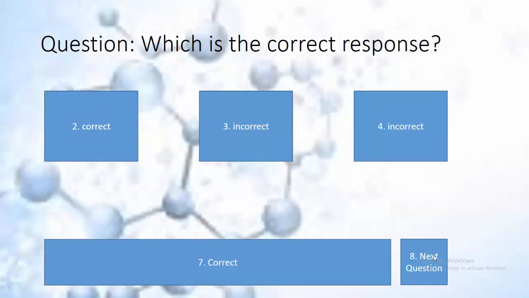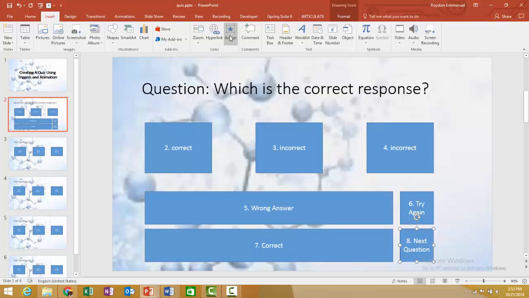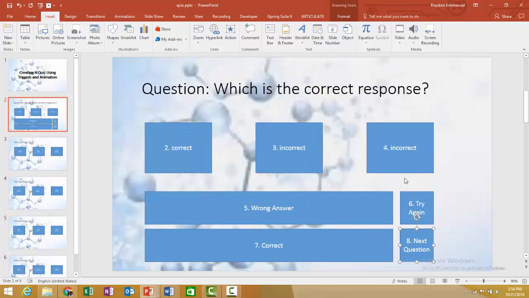But notice when I click on the next question button, nothing happens. So that means I need to set an action on this button so that it will take me to the next slide. To do so, I simply select the button and I go to insert, action, and I select hyperlink to next slide. So that is assuming that there are other questions on other slides.